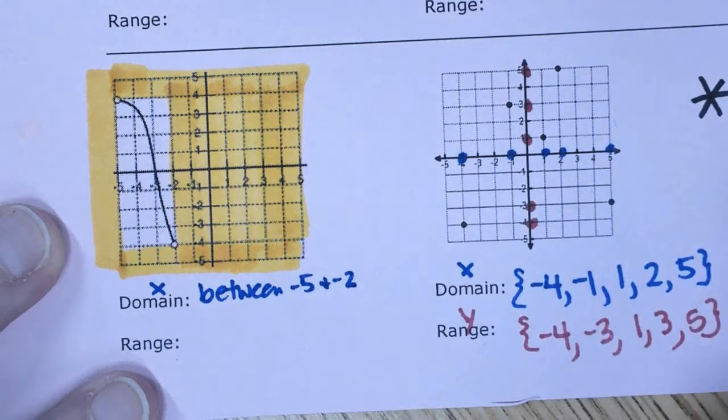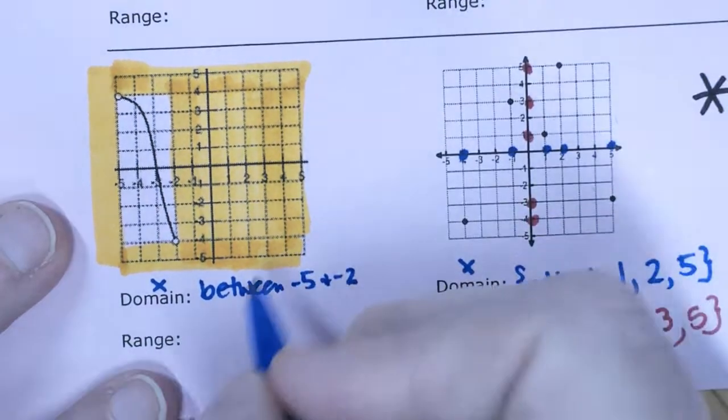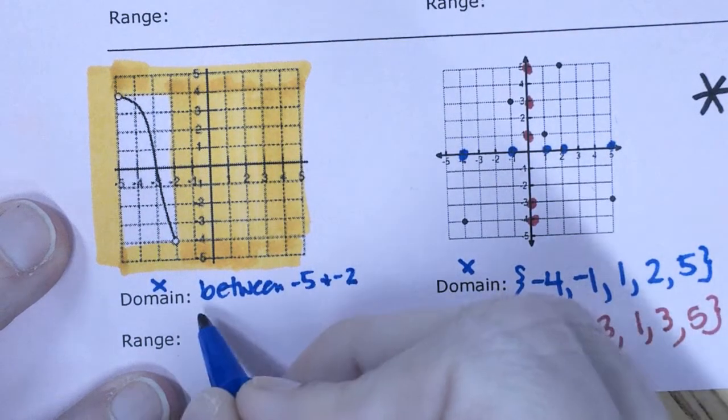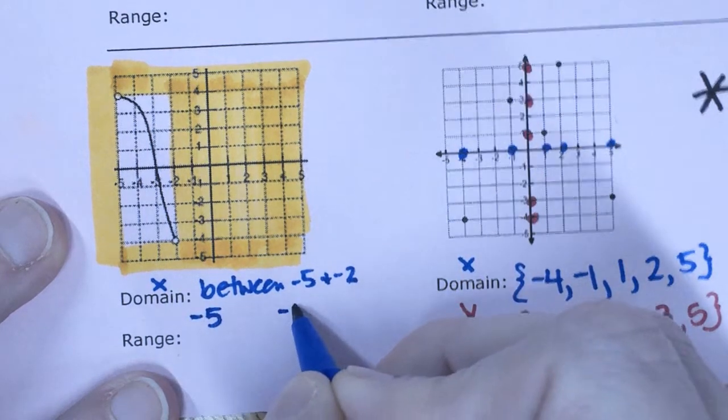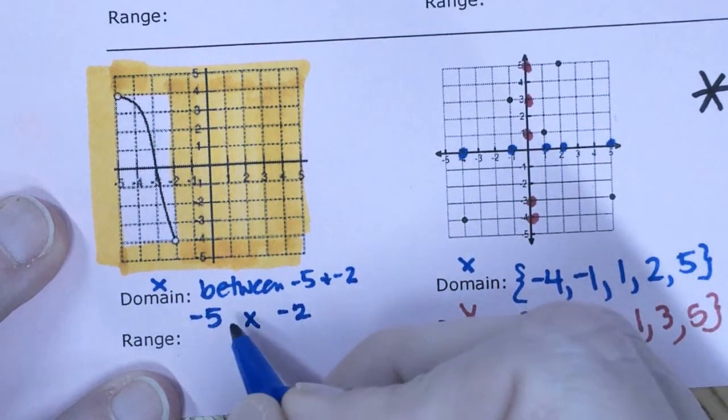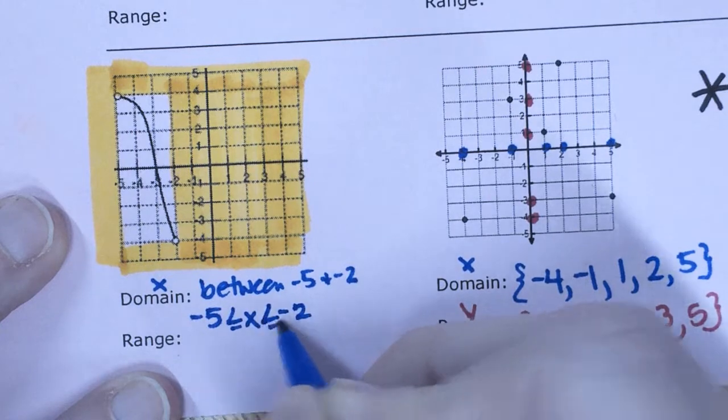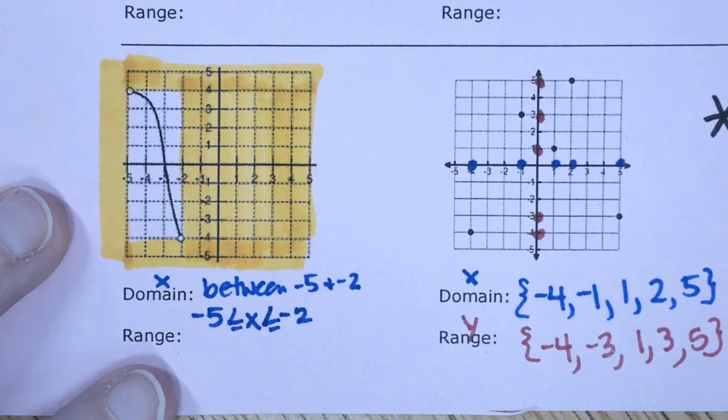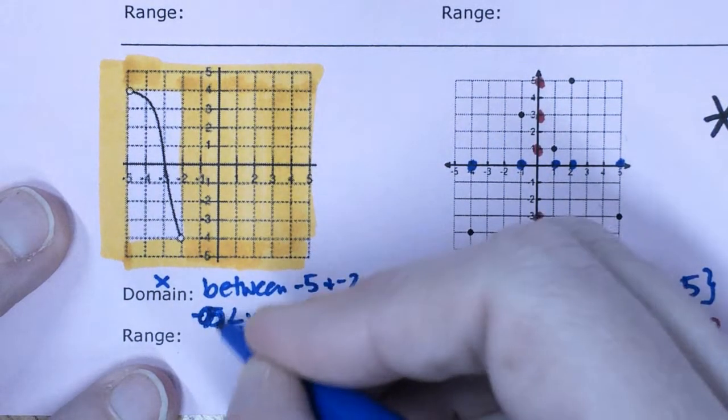The way we write that mathematically, we put a -5 and a -2. We put an x in between them and put less than or equal to signs. Well, okay, let's put it over here because there's not enough room.